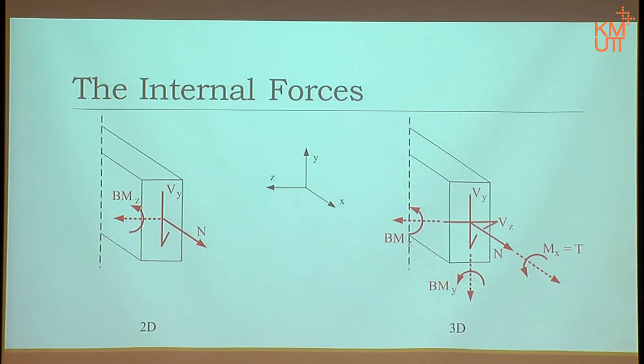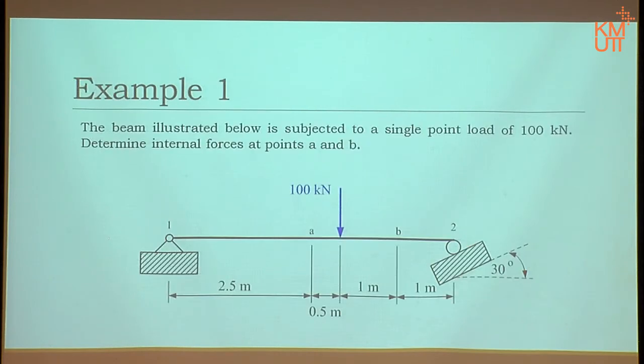Can I move on? Let's look at some examples, shall we? Just a simple beam, two supports, okay? What we want to find is what is happening at point A, the internal force at point A and the internal force at point B. Okay, one point load. So simple, you can close your eyes and do it. Close one eye and do it still, I think.